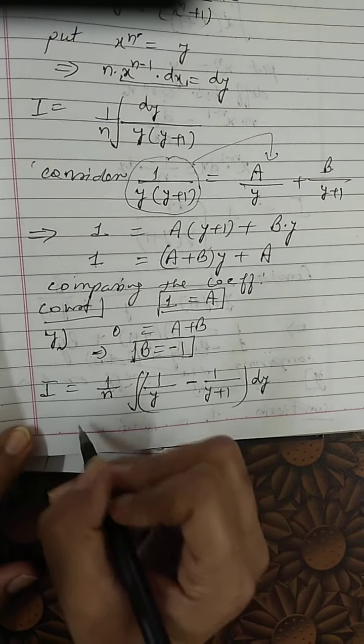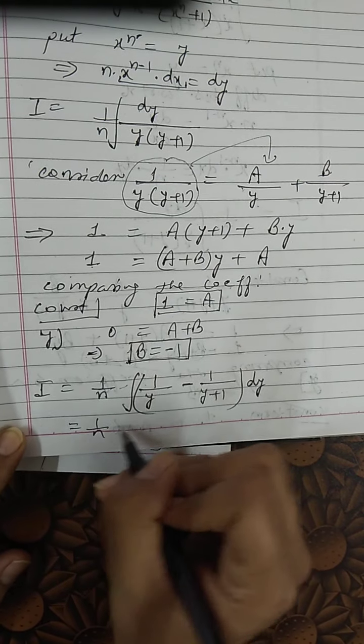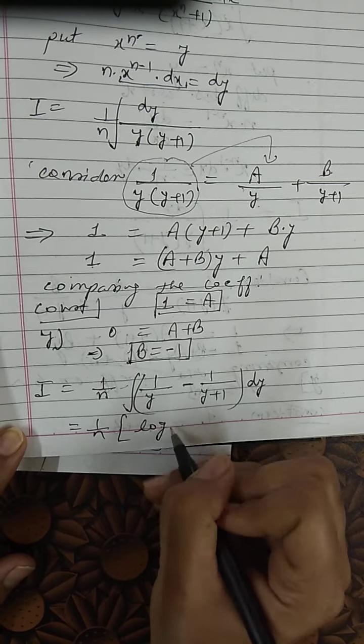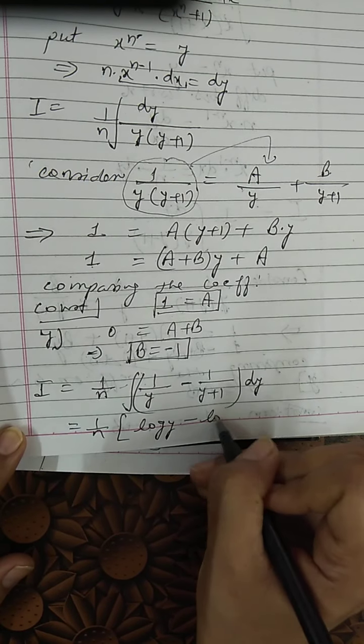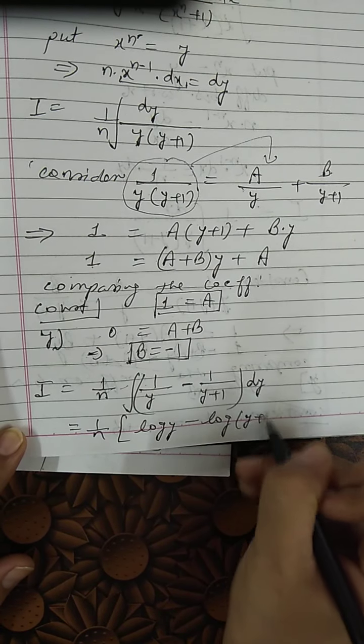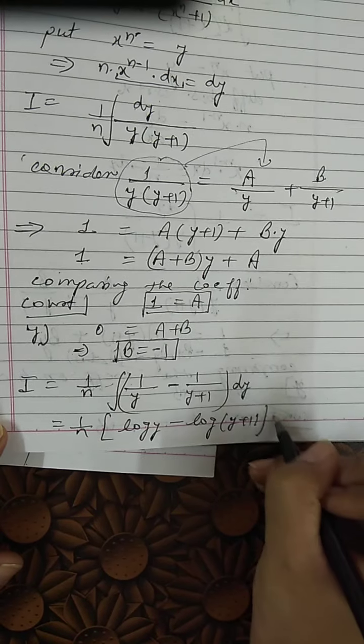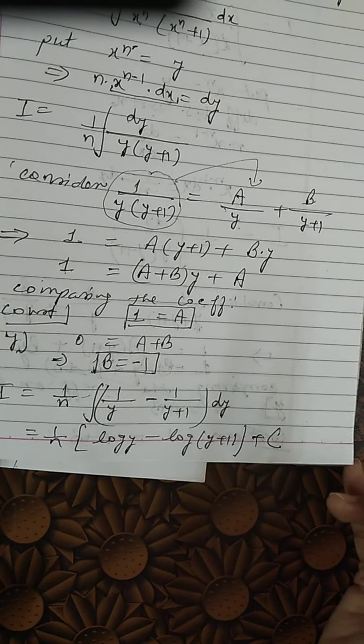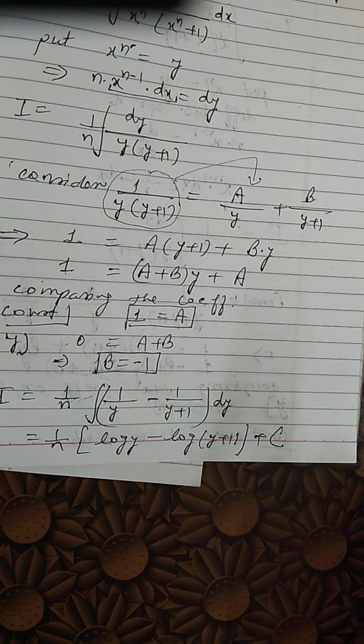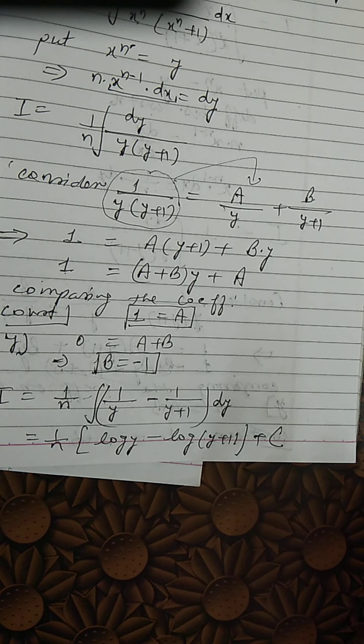So on the same page I am going to end it. This will be log y minus log of y plus 1 plus constant of integration, and we have to put the value of y. What is the value of y? The value of y is x raised to power n.